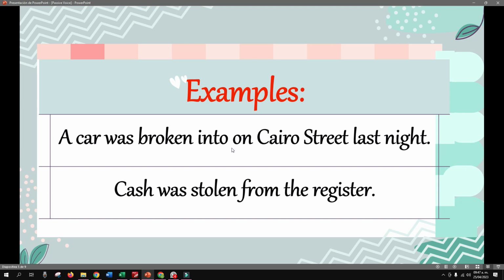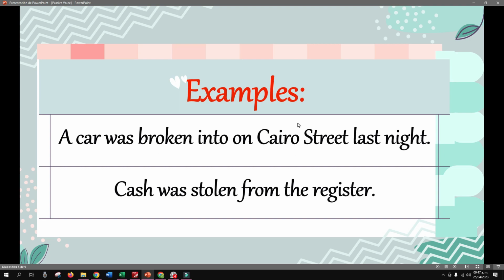Was broken. In this case, this is the conjugated form of the verb be but in past, right? Broken, that is the past participle, right? Into on Cairo Street last night. That would be like the complement of that one.